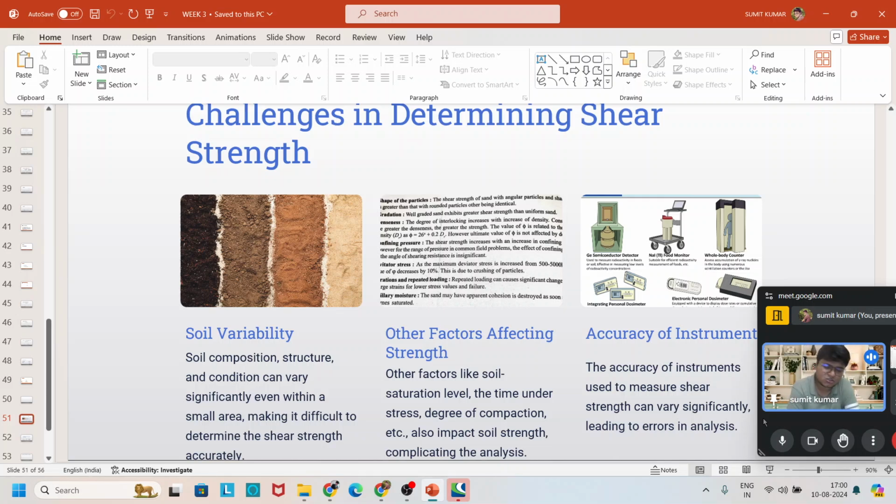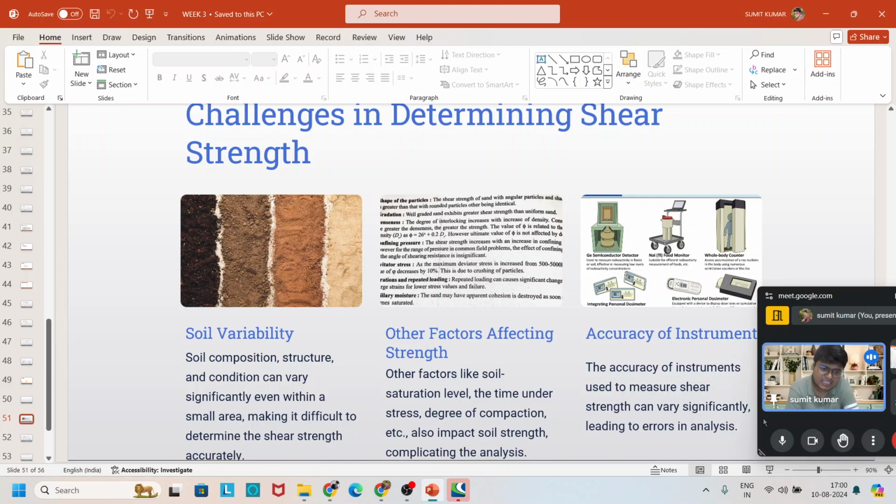There is only one test, so it could not confine the result for the entire region. Similarly, when we talk about other factors like the soil saturation level, the time under the stress, degree of compaction, etc., these also impact the soil strength, impacting the analysis.